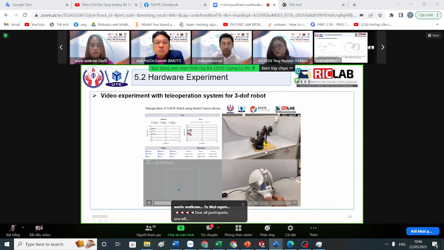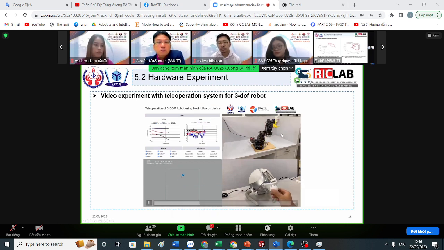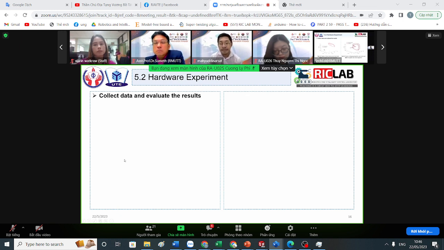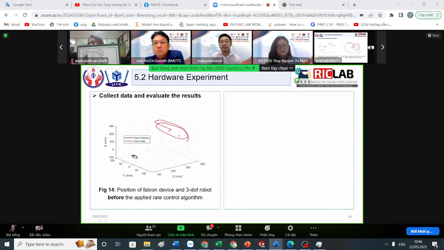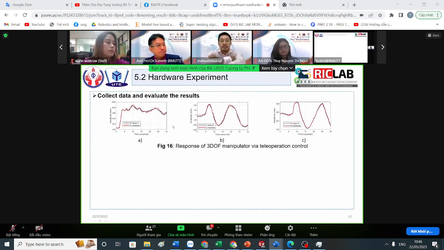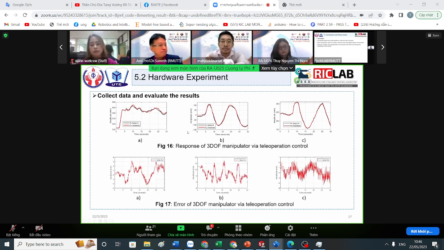You can see in the figure the motion of the function device here, and the motion of the 3DOF robot here. After applying the rate control algorithm and mapping algorithm, you can see the motion of the 3DOF robot in figure 15. I collect data and evaluate the result, the response of the 3DOF robot in X, Y, and Z, and the error. In conclusion, we evaluated the successful application of the rate control algorithm to control the robot.